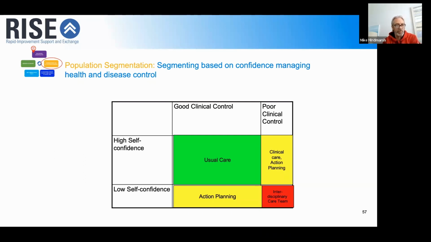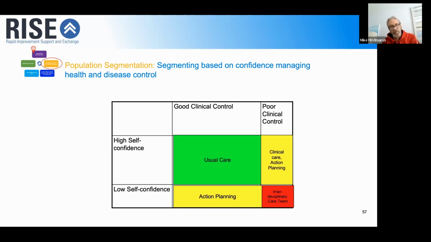this grid. People that were highly confident in managing their care and had good clinical control basically just needed good, usual primary care. People with poor clinical control but high confidence needed some tweaking. So they needed to be doing action planning and goal setting to get their control under better control. People with low self-confidence but good clinical control also needed action planning just to boost their confidence and make sure they could continue to take care of their chronic condition.